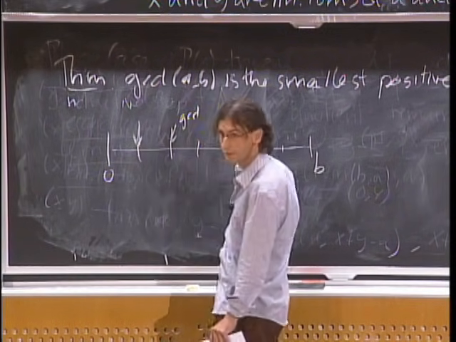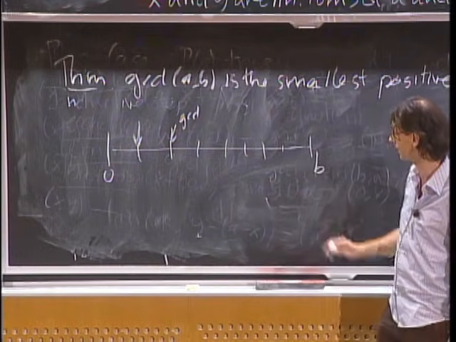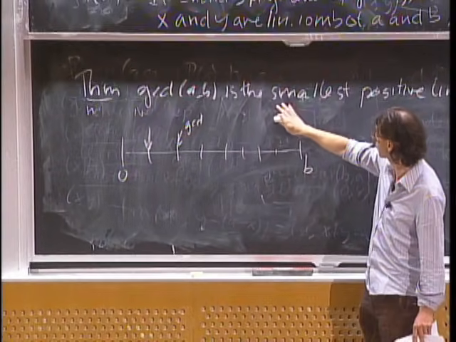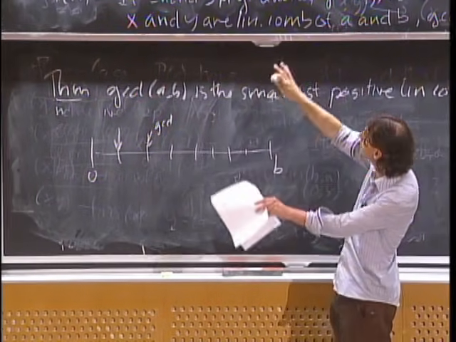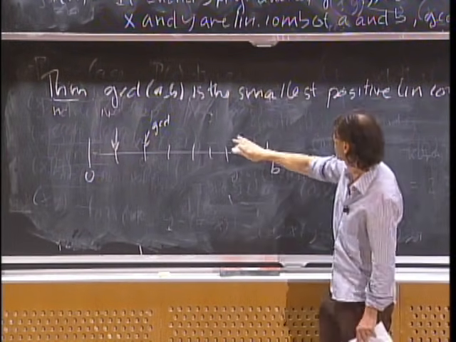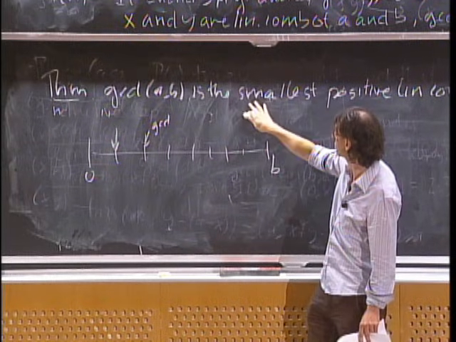And I will leave you with some homework to think about this very carefully, and you can show for yourself that you can now combine those three arguments together and see that the greatest common divisor must be the smallest positive linear combination.